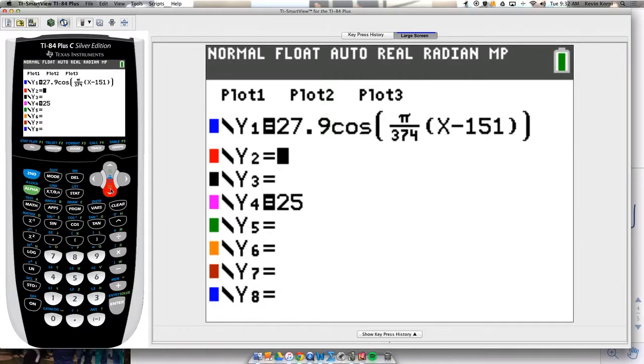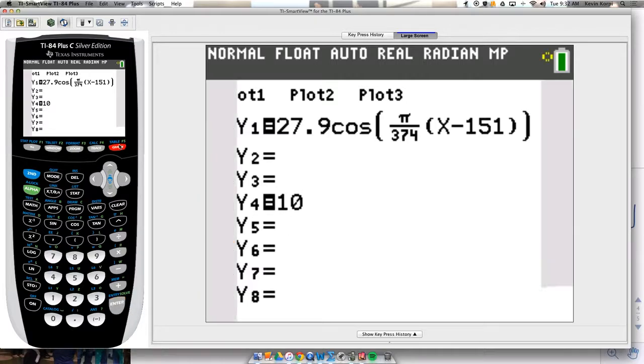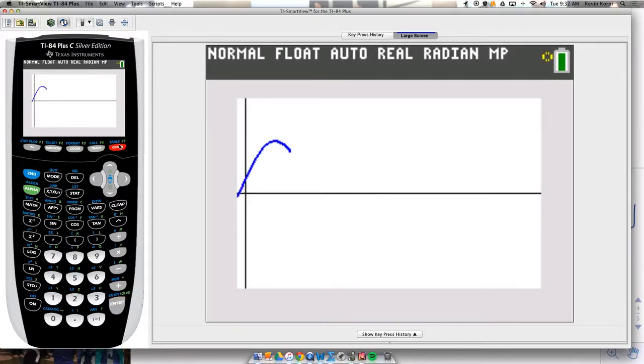All right, so then we're going to come down here, we're going to graph 10. And we'll do it again. And I will ask you a problem like this on the test tomorrow.